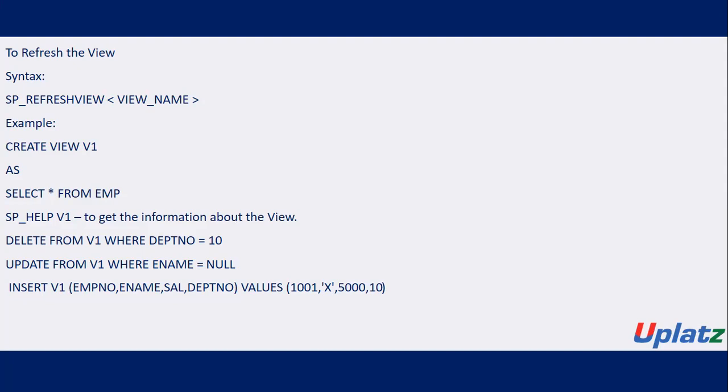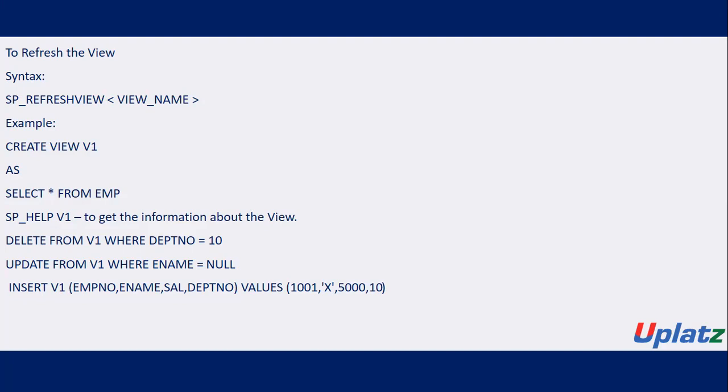For example, let us see how to create a simple view. Create view v1. Okay, v1 is the name of the view. Create view is the statement that is used to create a view: create view v1 as select star from employee.